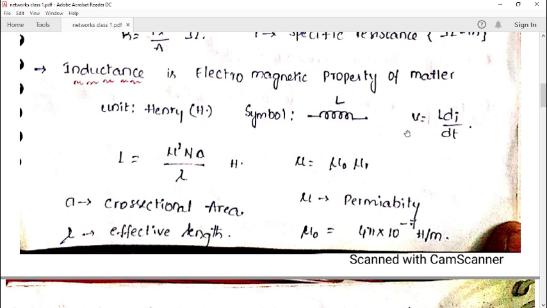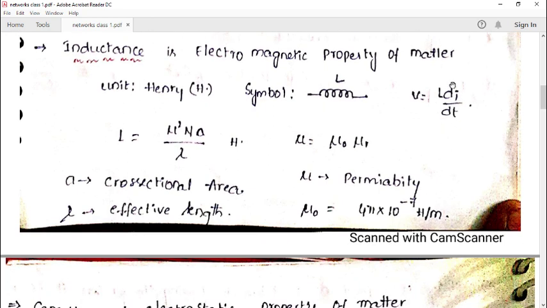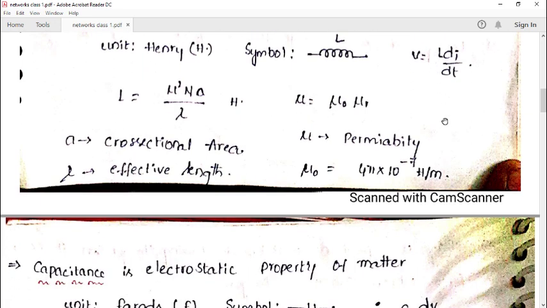According to Ohm's law, the voltage equation of an inductor is V equal to L di by dt, where L is the inductance of the substance, conductor, or coil. Actually, we use coil for that matter. So V is equal to L di by dt, where L is inductance of the coil, di by dt is changing current. So formula for inductance is L equal to mu square Na by L. As of now, we will not go through this deeply. So please remember these things to solve the problems.